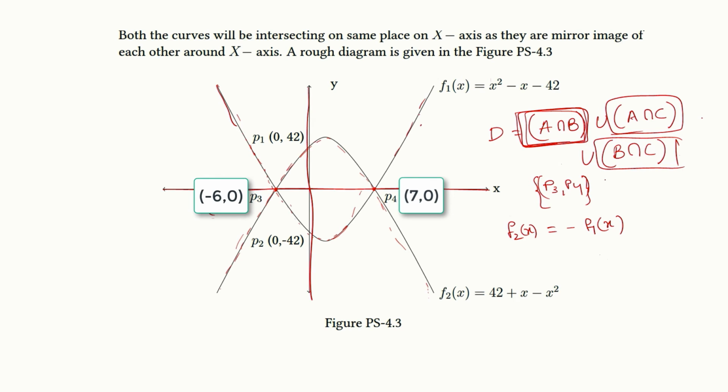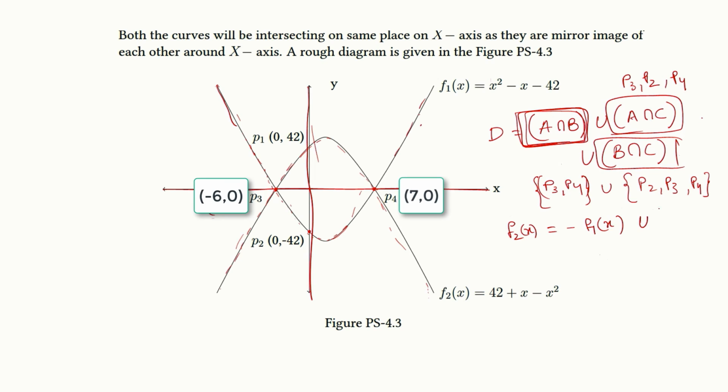Now A is the set of all points on F1 and C is the set of all points on the axis. If we observe, F1 cuts the x-axis at 2 points and the y-axis at 1 point, so there will be 3 elements. If you see the graph, the 3 elements are P3, P2 and P4. So we got A intersection C as P2, P3 and P4.